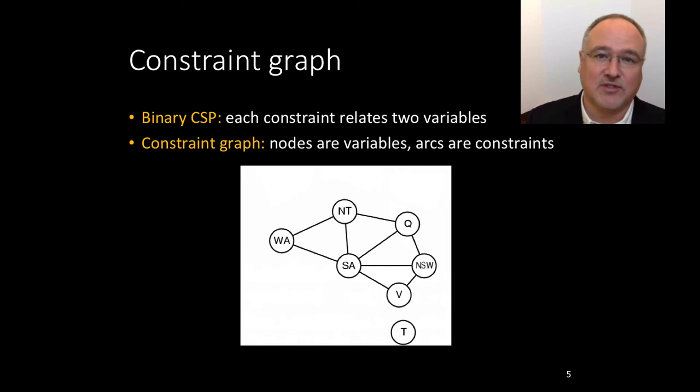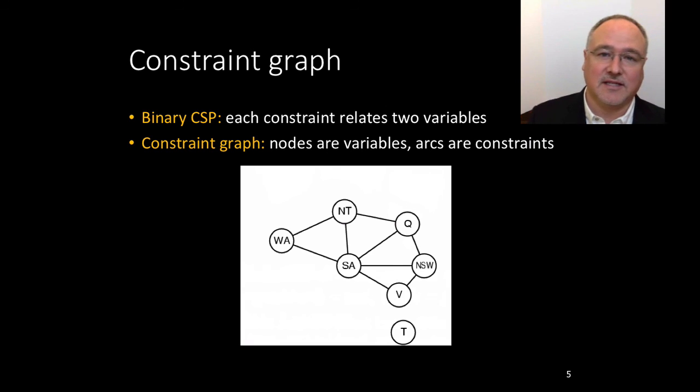We can represent most of our constraint satisfaction problems with a constraint graph. In fact, this is the most common type that we'll see, and it's what we'll be using in this course. So a binary constraint satisfaction problem is one where each constraint can relate two variables. So if we draw a constraint graph like the one you see on the screen here, our nodes are the variables, Western Australia, Northern Territory, South Australia, Queensland, all around. And then our arcs are the constraints. So Western Australia can't be the same color as Northern Territory, and so on.